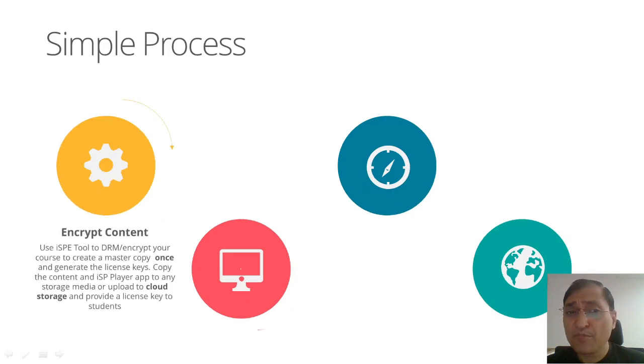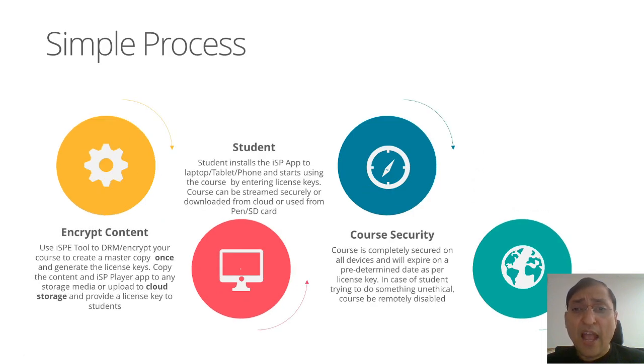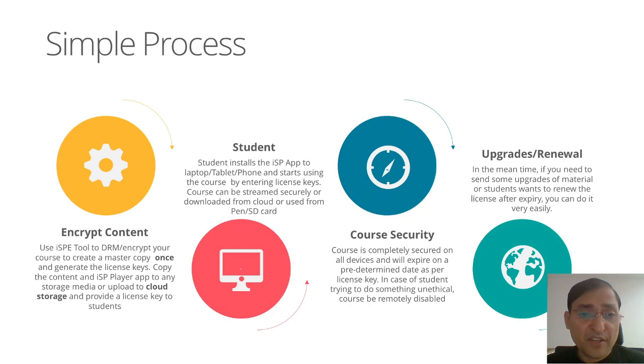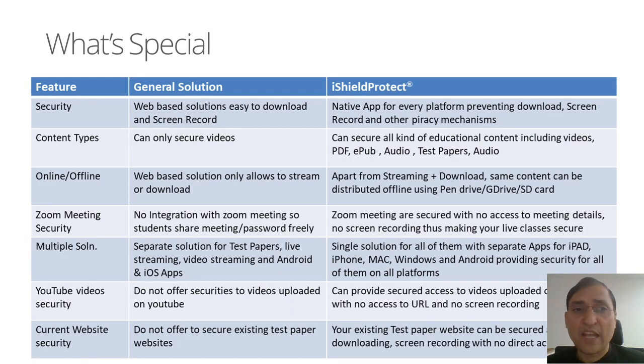The process is simple. You encrypt the content only once, and that encrypted content can be shared through any mechanism. The student needs to use only the iShieldProtect app and the license key, and then the course is completely secured on all kinds of content against all kinds of challenges. What makes the whole thing very special is, in a single app, you can encrypt all kinds of content, not just the video, and it takes care of securing your content in all possible ways. It's not possible to pirate the content once you use the solution.